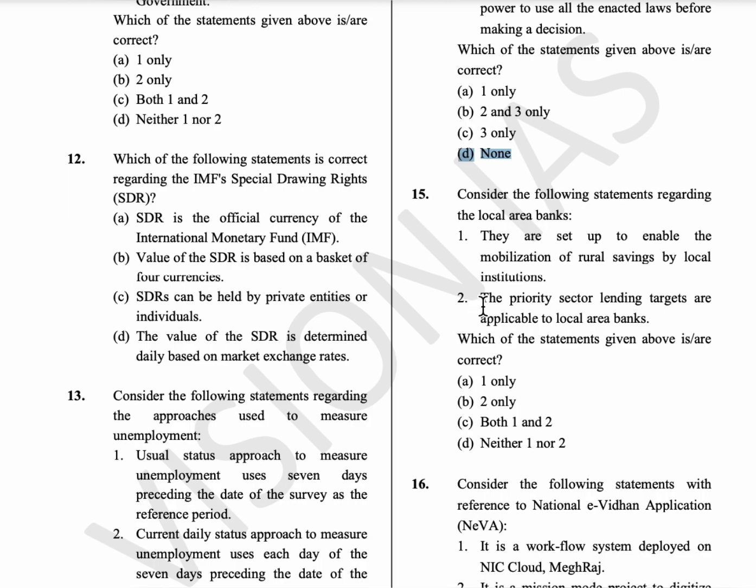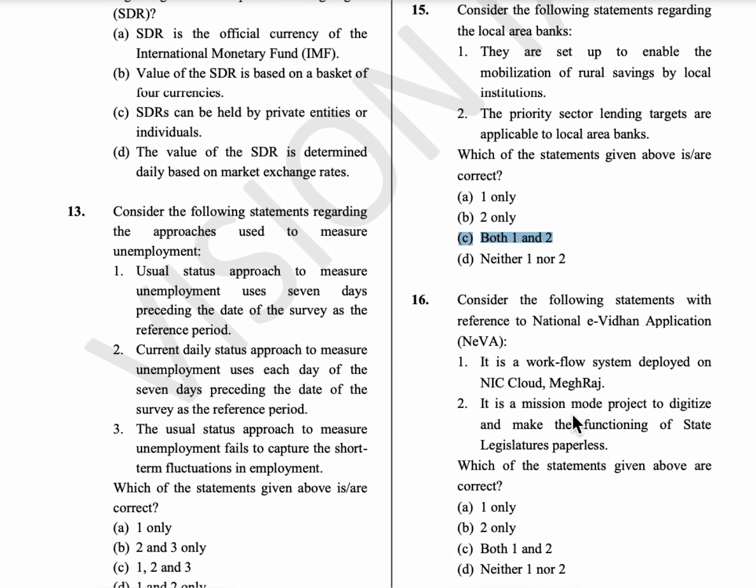Second statement is, the priority sector lending targets are applicable to local area banks. So same like other banks, even for this also priority sector lending targets are applicable. So both these statements are correct. Option C.